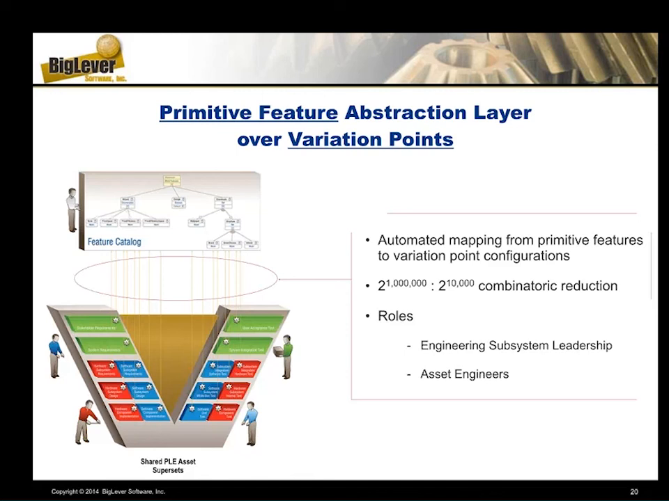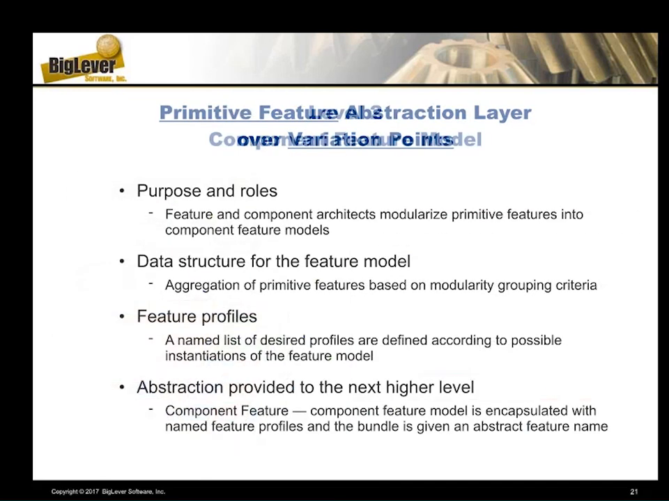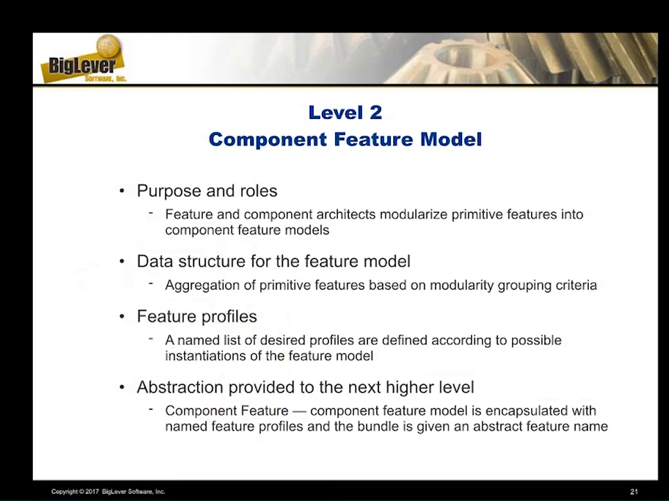Just for your frame of reference, I think 2 to the 78, I think, is the number of atoms in the visible universe. So 2 to the million is a really big number. 2 to the 10,000 is a really big number, but it's better. And so now my engineering leadership and my asset engineers are dealing at this level.